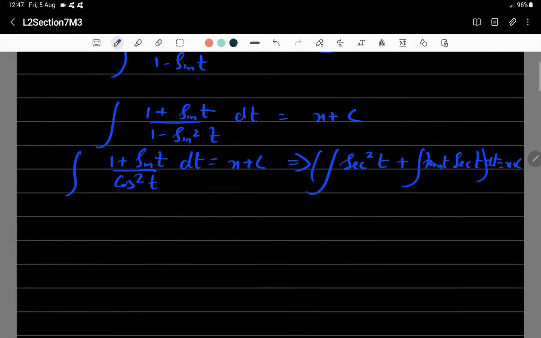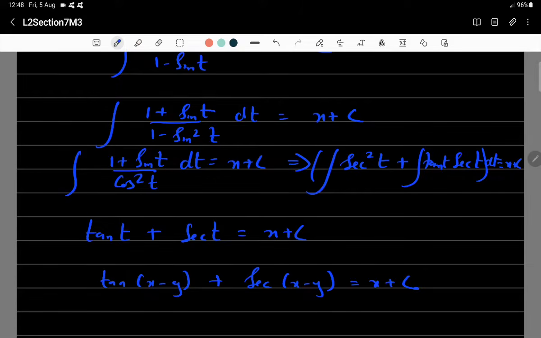Equal to x plus c. Now integration of sec square t is tan t, and integration of tan t sec t is sec t, which becomes x plus c. If you replace the value of t again, this is tan of x minus y plus sec of x minus y is equal to x plus c, which is the required answer.